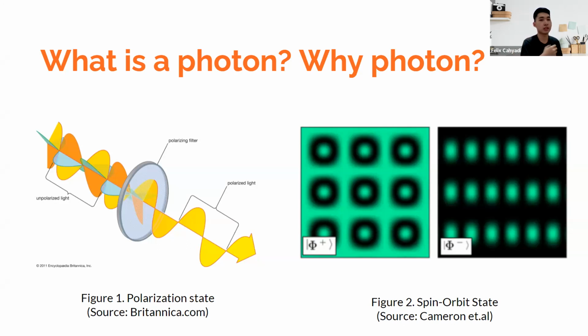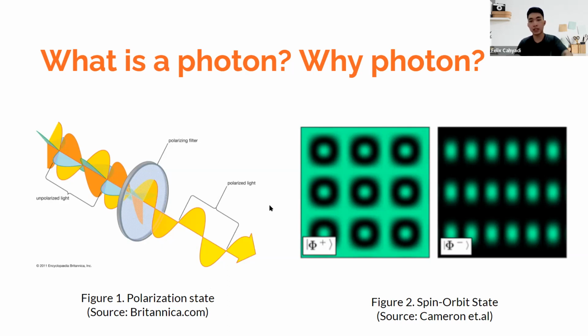A photon is a particle of light. Here, what we want to control is one single photon, which is very small and very hard to control. And why do we want to use it? First, because we can encode information into it. A photon has several states that we can use to transmit information, and one of them is the polarization state, and the other is the spin orbit state.